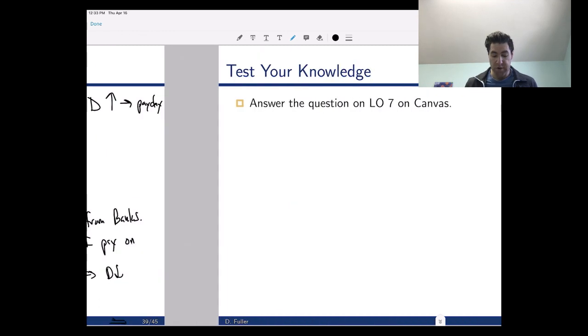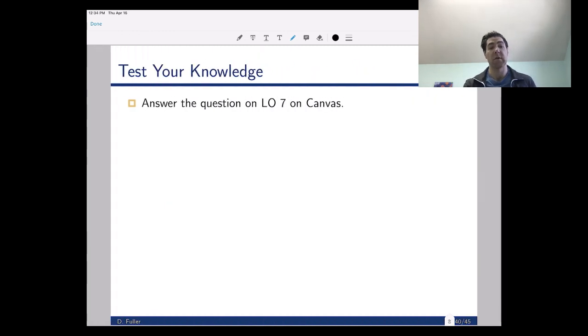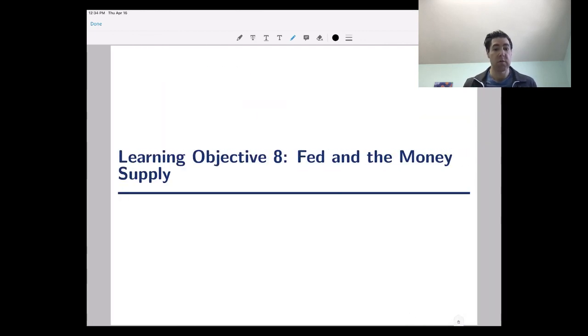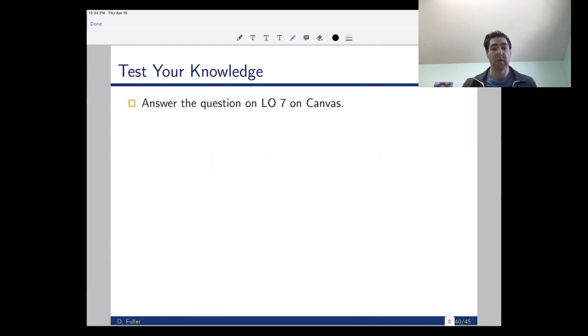And then I've got a question to practice some of that. So have a look at the question on Learning Objective 7 on Canvas. And once you complete that, we'll be on to Learning Objective 8, where we understand a little bit more about what the Fed is trying to accomplish with this interest rate target.